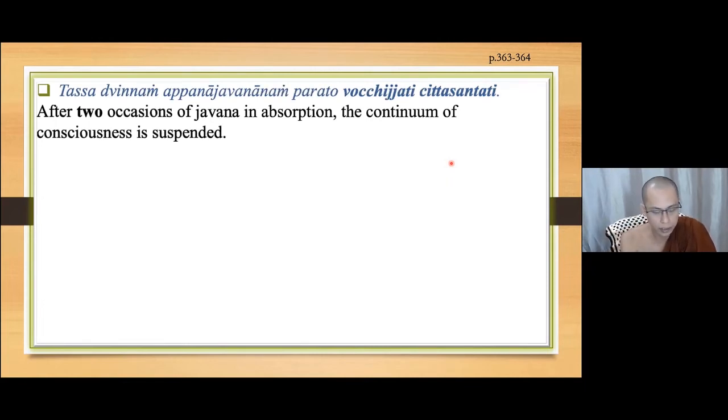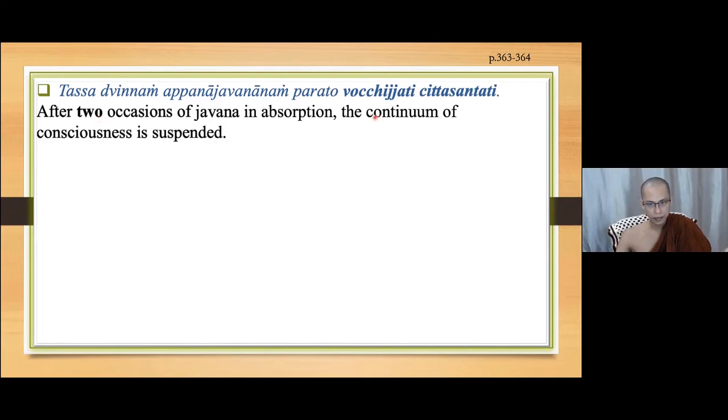Then, okay, the text of the 9th chapter continues. After entering the neither-perception-nor-non-perception jhana, what happens? Tassa dvinnaṃ appanājavanānaṃ pacchato hoti cittasantati. Dvinnaṃ refers to the two occasions of appanā javana, javana in absorption. These two occasions refer to the javana of the base of neither perception nor non-perception. So when he enters with the resolution to attain cessation, it does not continue many times. It arises only two times.